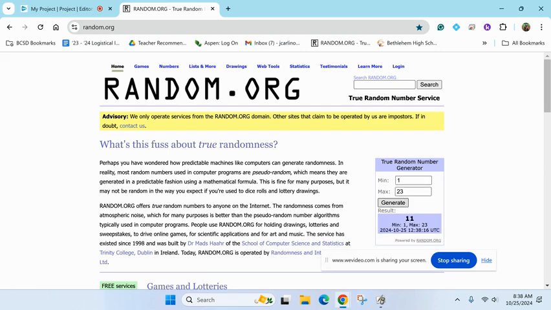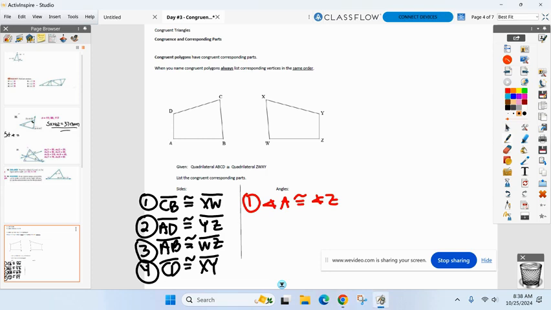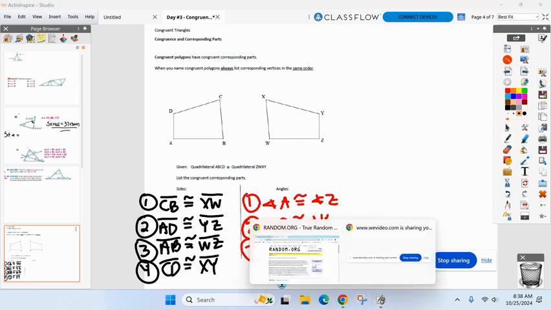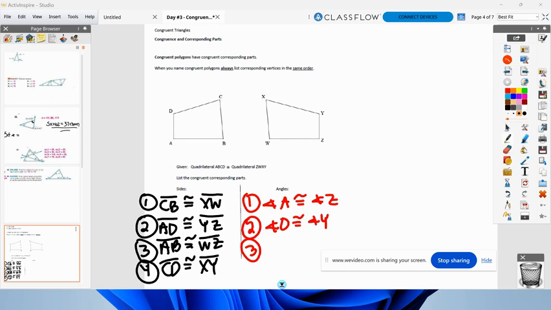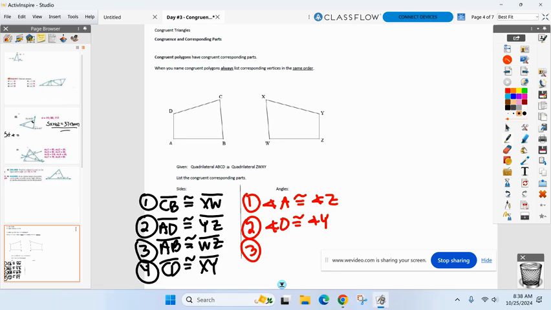Let's keep rolling. Another pair that would match up. Jayla? Yep. Perfect. D would be congruent to Y. Another pair. Alex? I already have that. B congruent to W, good. And by process of elimination, I'm not going to ask anybody. Angle C is going to be congruent to angle X.